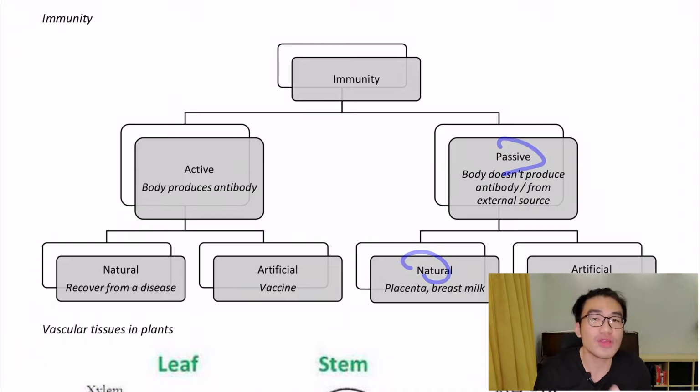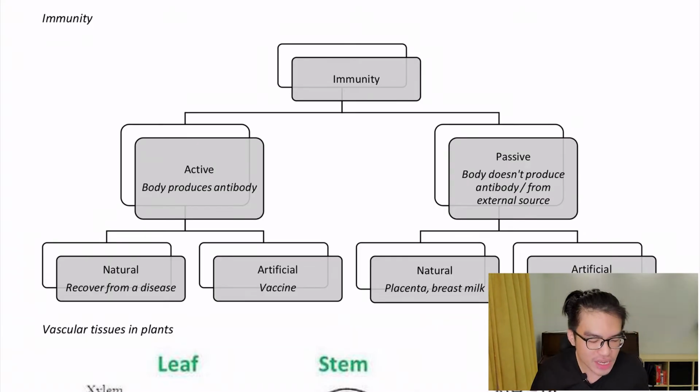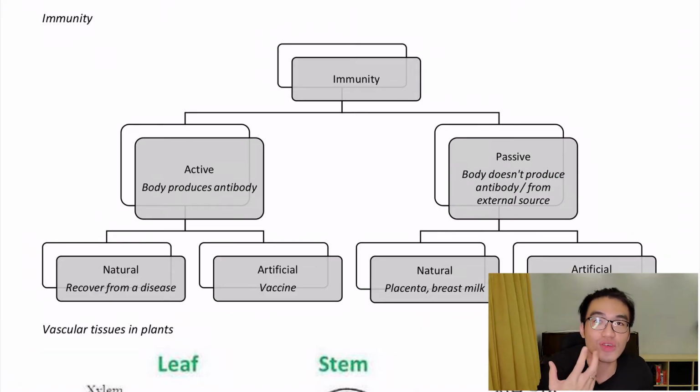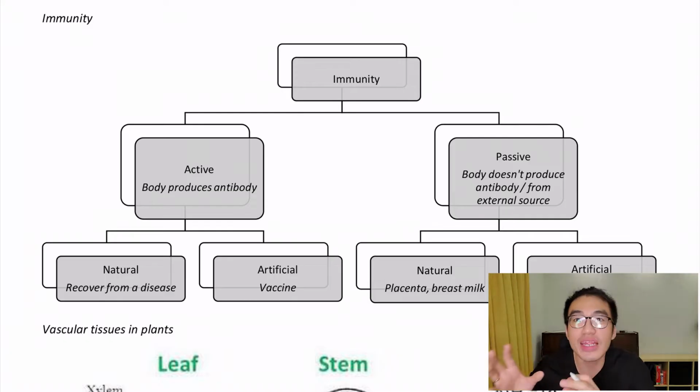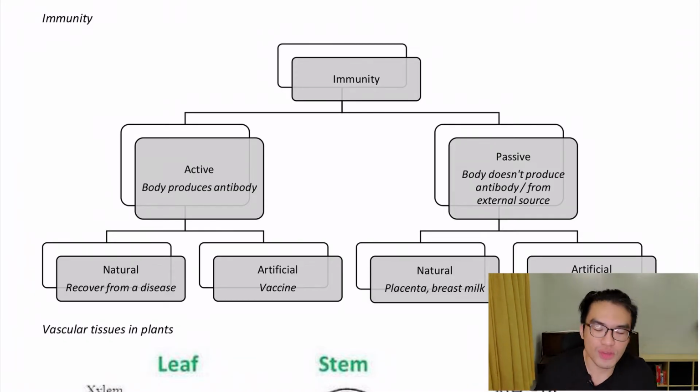Natural passive, you only have 2 sources here. One is the placenta, number 2 is the breast milk, all coming from our mother. Last but not least, artificial passive. This is what you get from an anti-serum. You get this from horses. They put the anti-serum into you, they put antibodies into you.